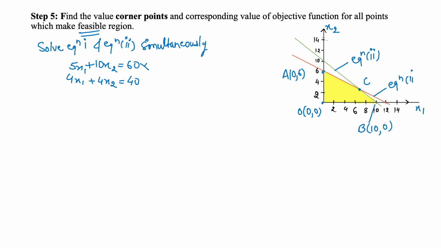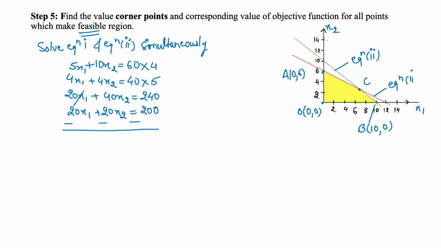So multiply this equation with 4 and this equation with 5, you will get 20x1 plus 40x2 equals 240. Next, 20x1 plus 20x2 equals 200. Now solve them, subtract equation 2 from equation 1. So this will get cancelled. I will have 20x2 equals 40. So the x2 value is 2.